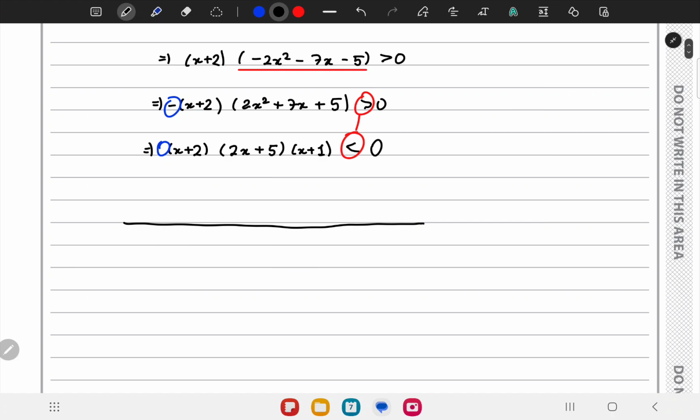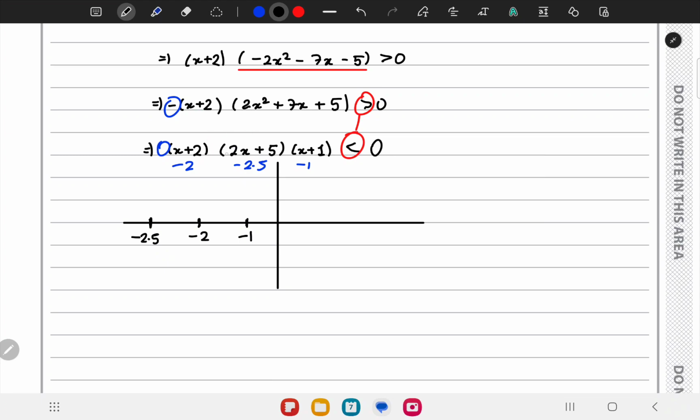Now we can draw a graph of something similar. So just a rough sketch to understand what regions we want. So the values are x equals minus 2, x equals minus 5 by 2, so minus 2.5, and minus 1. These are the critical values: minus 2.5, minus 2 and minus 1.